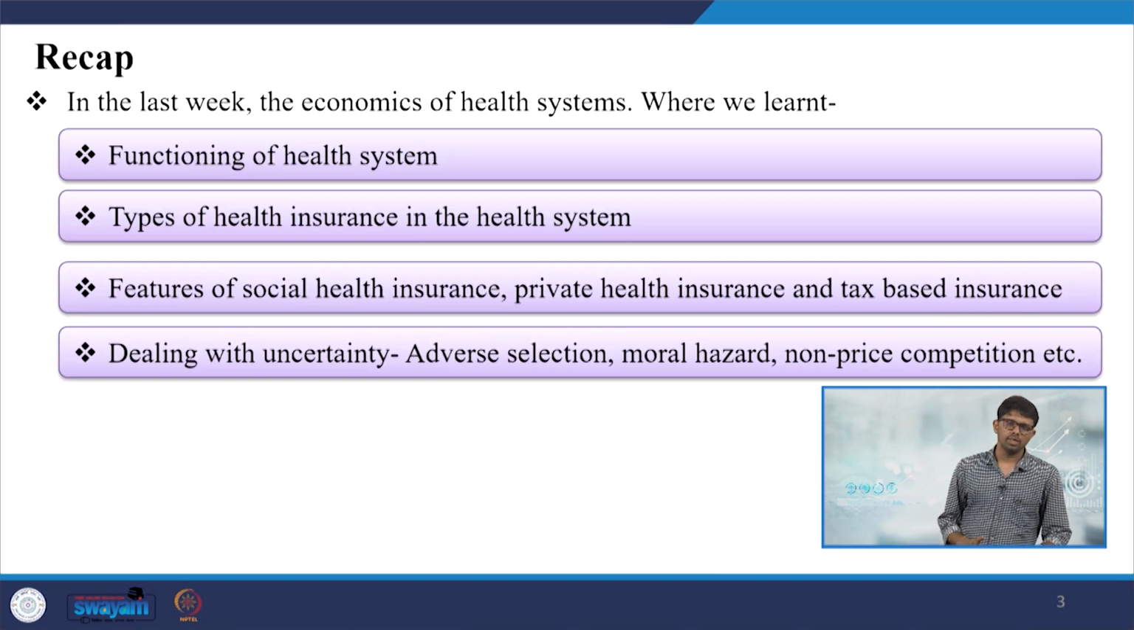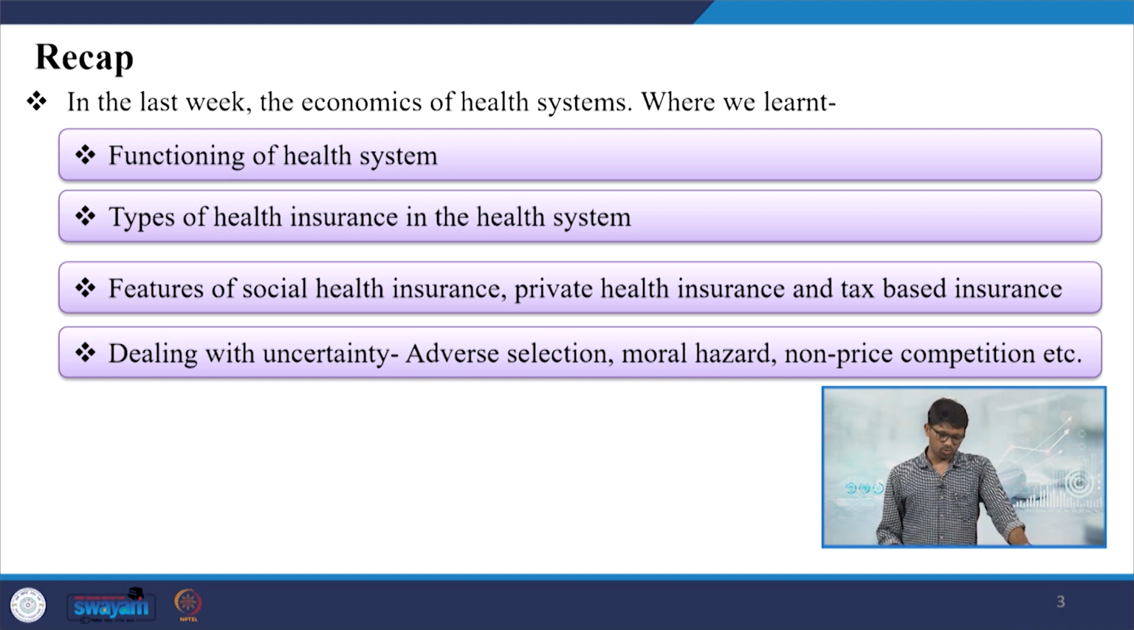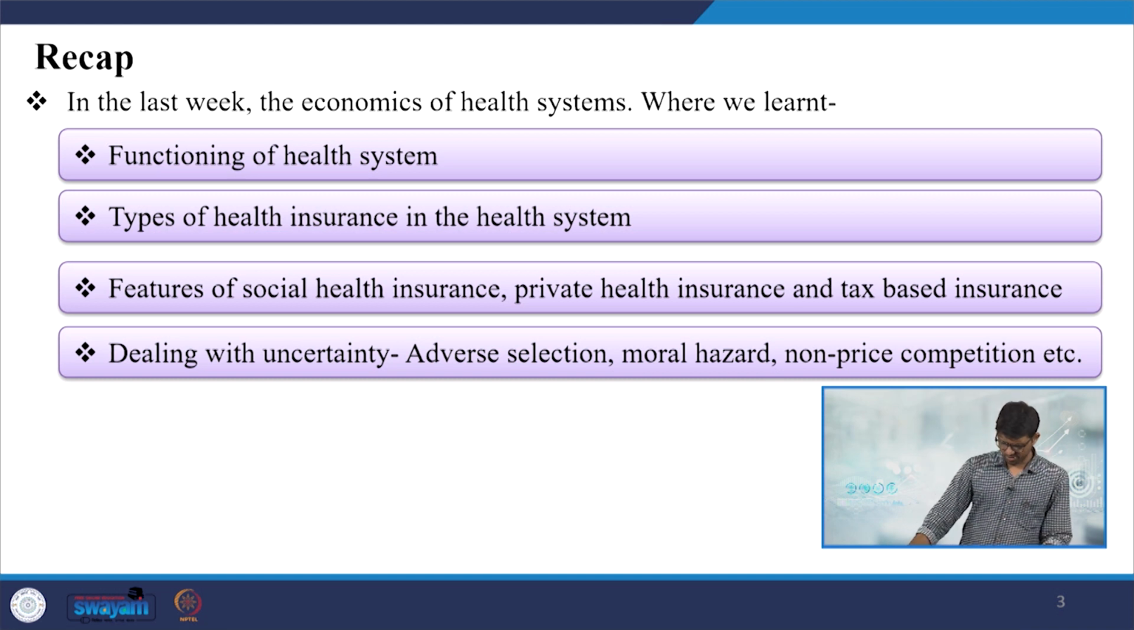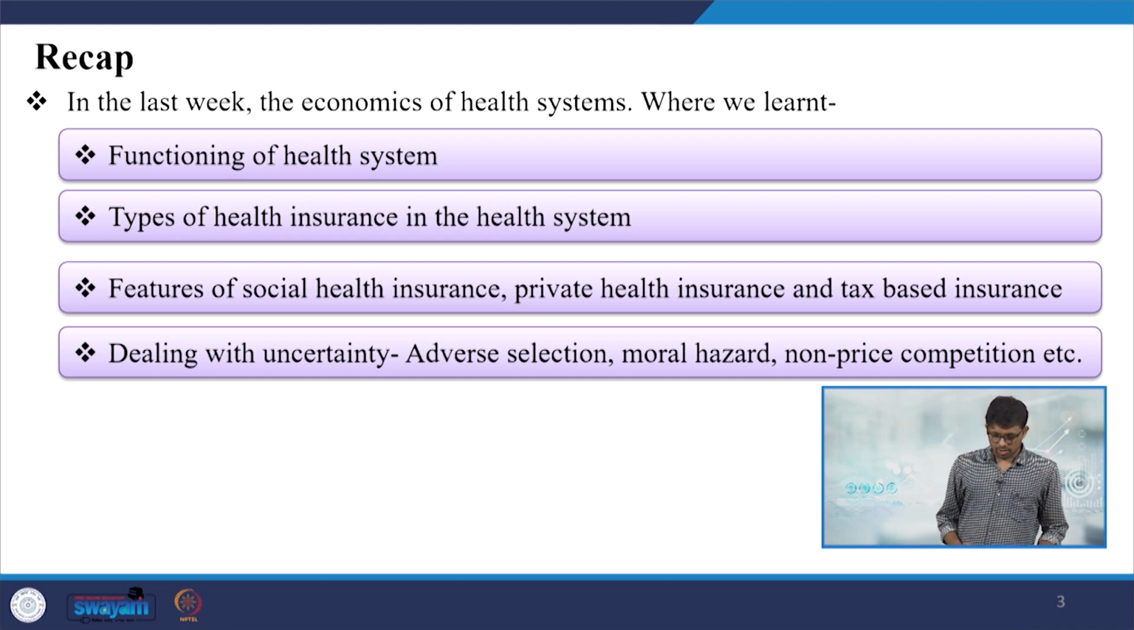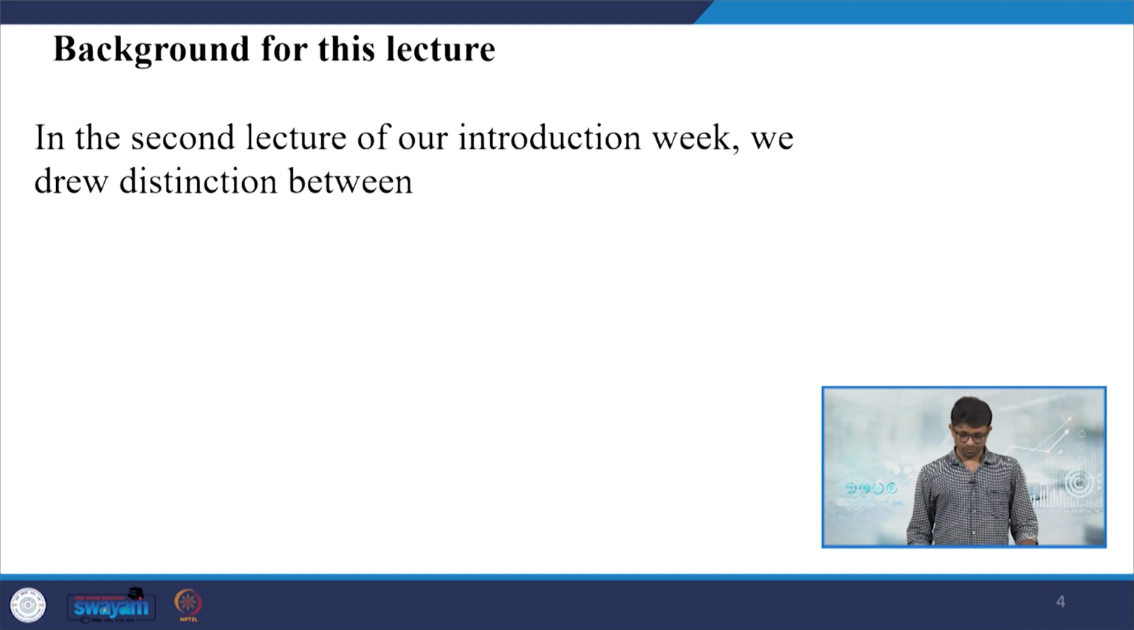As we know already, we have discussed health systems, their types and features. We also understood price rationing, different health insurance schemes and their directions, such as dealing with uncertainty, adverse selection, moral hazard, and price and non-price competition, etc. So, we will now be emphasizing the evaluation and its background.